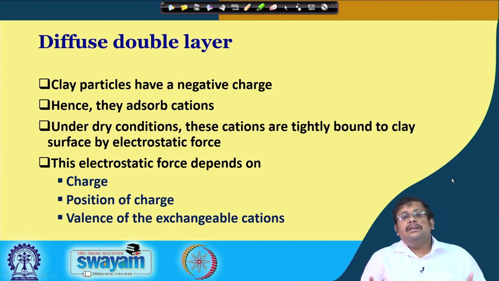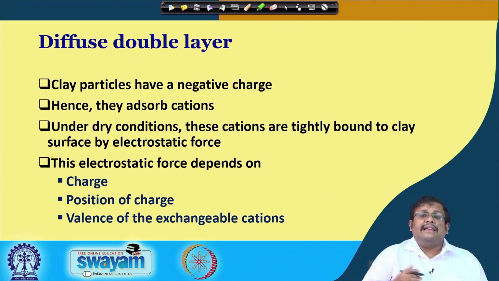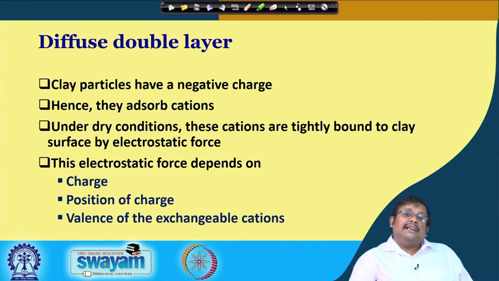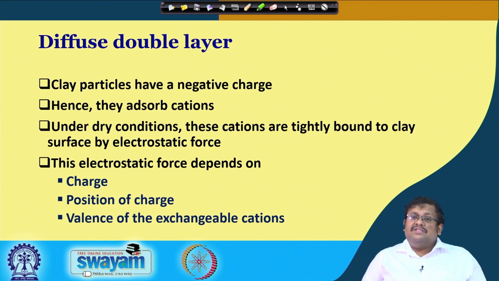Once we have covered the Freundlich equation as well as the Langmuir equation, let us talk about the diffuse double layer, which is very important. Now, you know that clay particles have a negative charge because of different processes like isomorphous substitution or permanent charge, or due to pH dependent charge or variable charge. Due to the presence of this negative charge, they adsorb cations which are positively charged.